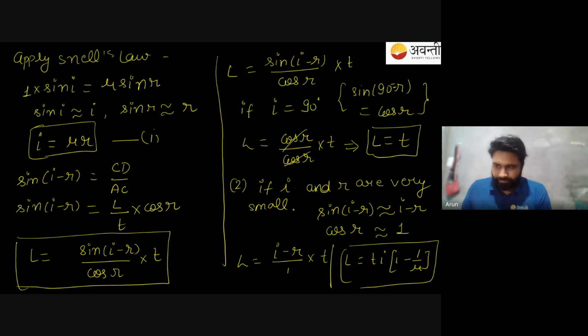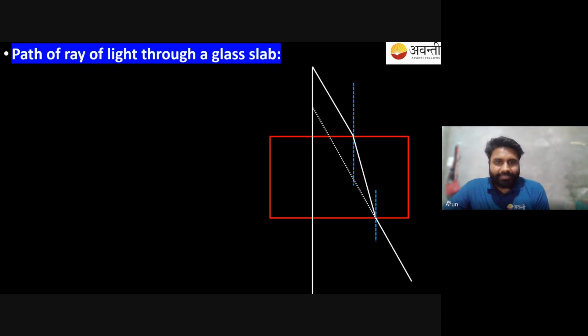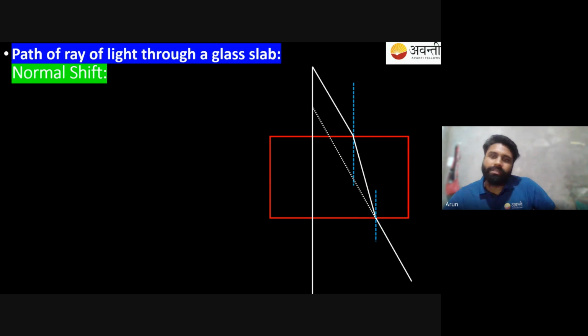Got it? If you have any problem, you can just write it in the chat box, and if you are clear with this concept, just write it in the chat box. Now, the next slide is about the normal shift that we are going to talk about.